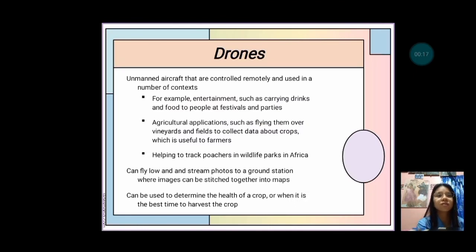Drones are unmanned aircraft that are controlled remotely and used in a number of contexts. For example, entertainment, such as carrying drinks and food to people at festivals and parties; agricultural applications, such as flying them over vineyards and fields to collect data about crops, which is useful to farmers; and helping to track poachers in wildlife parks in Africa. They can fly low and stream photos to a ground station where images can be stitched together into maps, which can be used to determine the health of a crop or when it is the best time to harvest the crop.